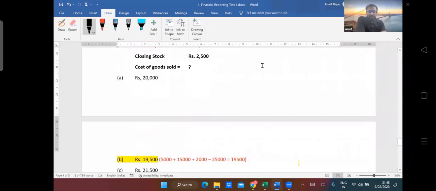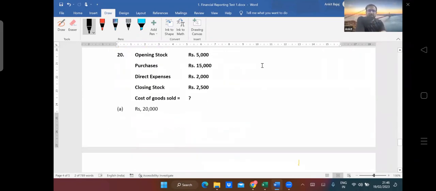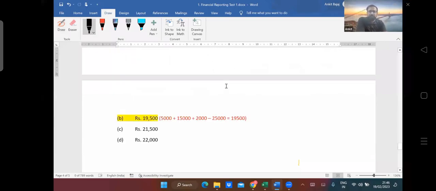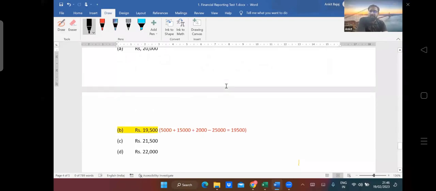Here, I think I have given the solution. Simply, you have to use the previous formula. What is the formula? Formula is opening stock plus purchase plus direct expense minus closing stock. This is the formula, right? So you have to do opening stock plus purchase plus direct expense minus closing stock, and you will get the answer. What is going to be the answer? 19,500, right? This is the correct answer.